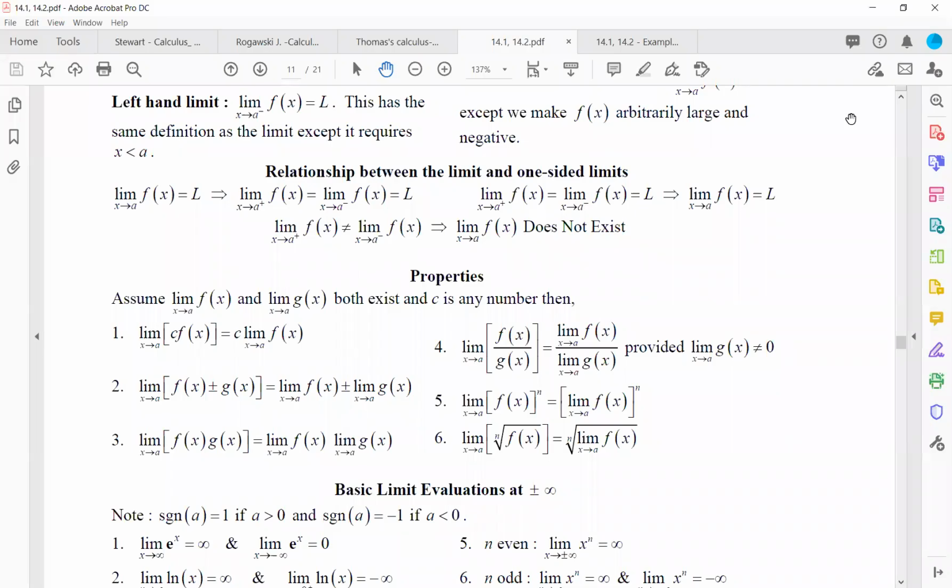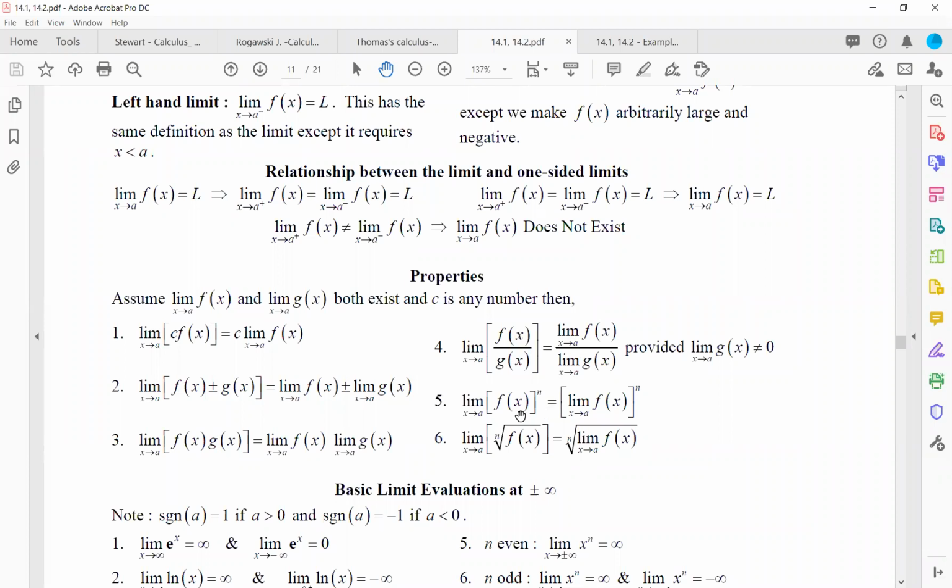There are some properties to find the limit of a function. For example, if you find the limit of c times a function, c is a constant, you can write it as c times the limit of the function itself. Then you have addition and subtraction of two functions. You can just find the limits of those two functions, add and subtract them. The same for multiplication. For rational function or division, you need to be careful about the denominator of the function. If the denominator is 0, it means that you have to make some adjustments to the function.